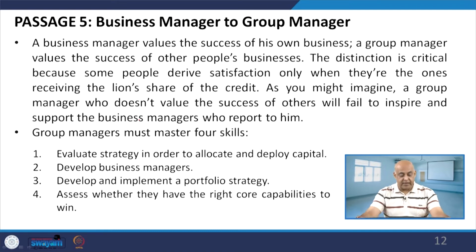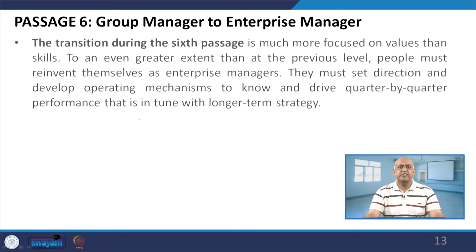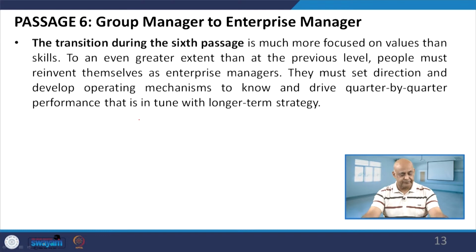So group managers must master four skills: evaluate the strategy in order to allocate and deploy capital, develop business managers, develop and implement a portfolio strategy, and assess whether they have the right core capabilities to win or not. And therefore this is SHRM, strategic human resource management, right from evaluating the strategy till the core capabilities to win. These business managers moving to group managers are required to design such a leadership pipeline, so that they become more and more successful.